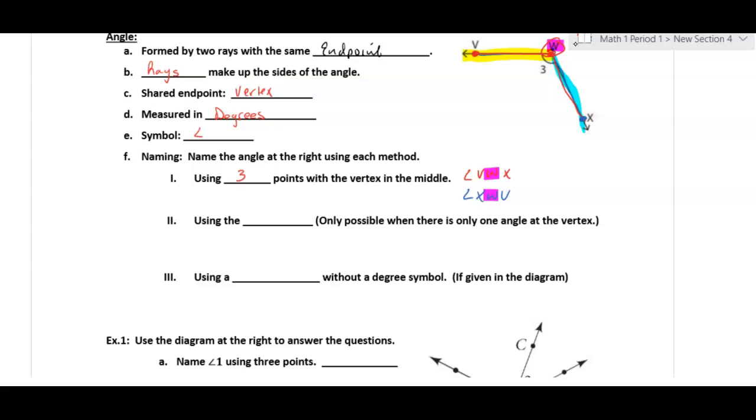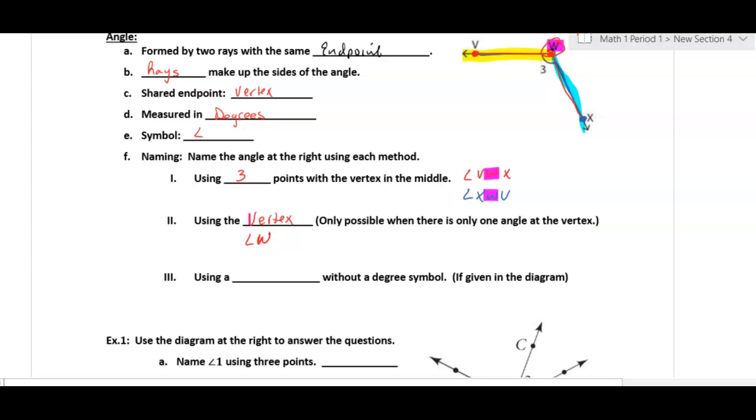Now, anytime you have an angle and it's just one angle at a vertex, you can use the vertex to name an angle. This is only possible when there's only one angle at the vertex. So the angle up above, we can name angle W.